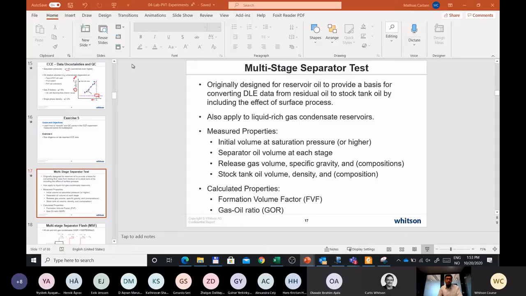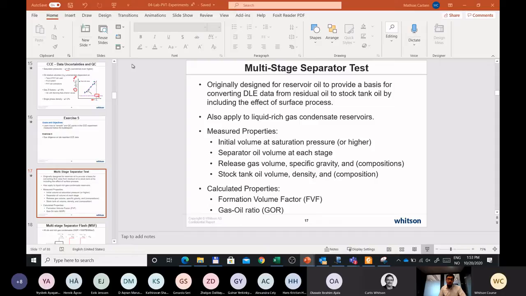The measured PVT properties that we have from this experiment, number one, is the oil volume at the saturation pressure. So that's another important comment, that the experiment usually starts at the saturation pressure. You get the estimate of the saturation pressure from the PVT experiment, and you need to know the volume at that saturation pressure that you have put into the PVT cell. But it's not necessary that you start the experiment at the saturation pressure. You can start it from some higher pressure, but usually it starts from the saturation pressure.